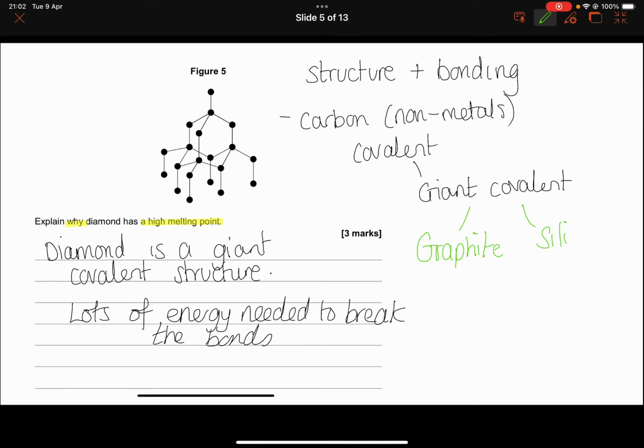And then the other one, silicon dioxide. So this bit is interchangeable for any of those. The question is not really specific to diamond, it's actually asking you, why do giant covalent structures have a high melting point? Because it doesn't tell you it's a giant covalent structure, you get 2 marks just for identifying that bit.